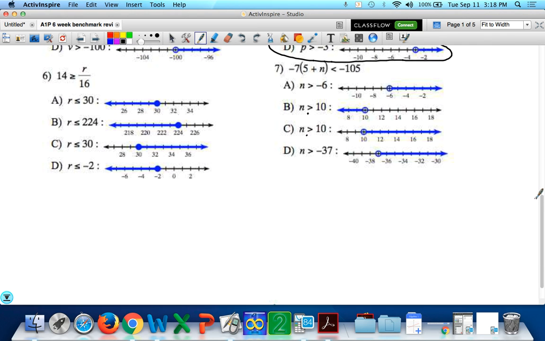For number 6, this is division. It looks like a fraction, and it is a fraction. It's not just looks like it is a fraction. But a fraction is just a really churched up hidden version of division. To undo division, we multiply. Multiply both sides by 16.